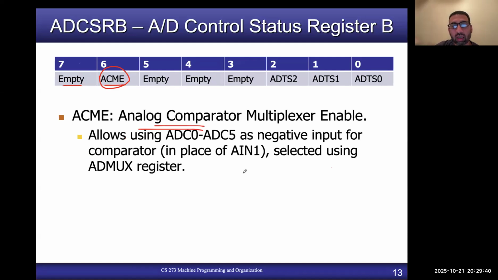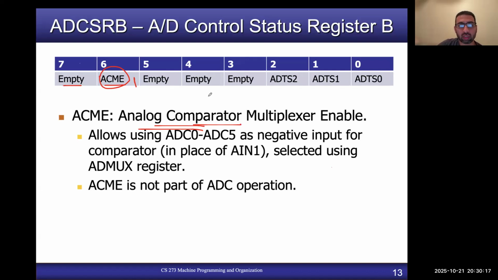If you go back to lecture one and look at the pin layout of the microcontroller, there are two pins labeled AIN0 and AIN1. You can give two analog signals and ask your microcontroller to compare them, and then based on that comparison you can do some action. If you want to do that, you first need to enable the analog comparator, and you enable it by writing 1 in this bit. However, this bit is again not related to the analog to digital conversion.